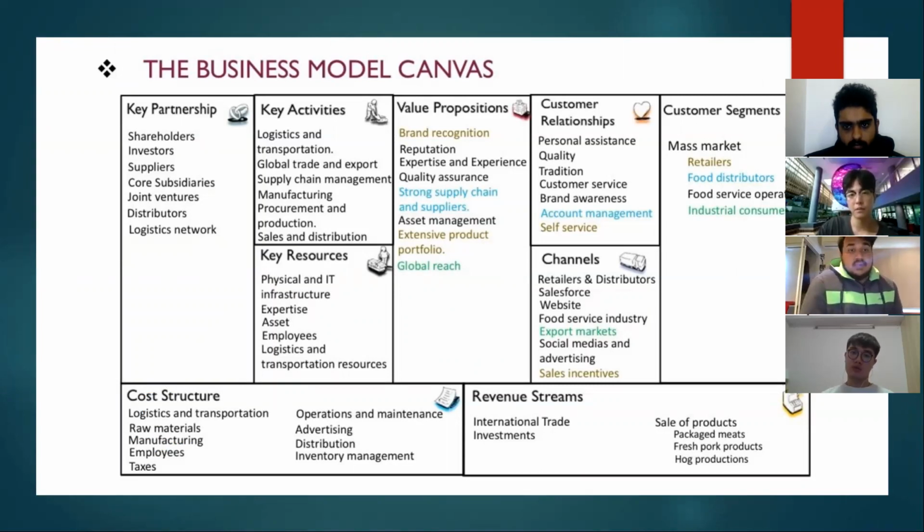Then come the key resources, such as physical and IT infrastructure, employees, assets, and many others. Then comes the key partnerships, which include suppliers of raw materials and equipment. And finally comes the cost structure, where the main costs come from raw materials, employees, taxes, and logistics and transportation, etc. Now over to the updated model.